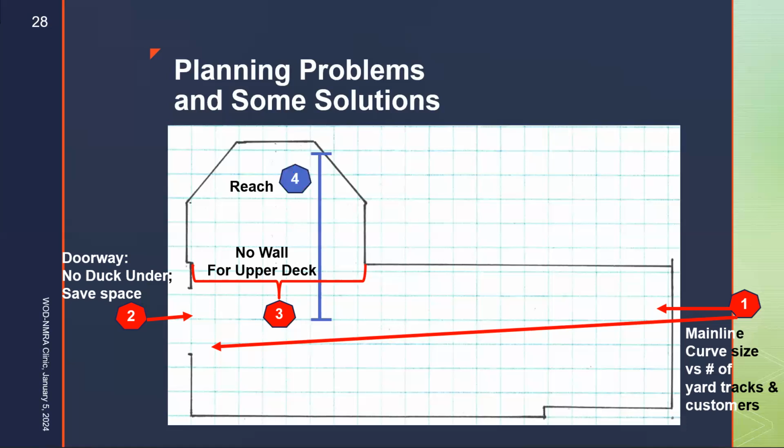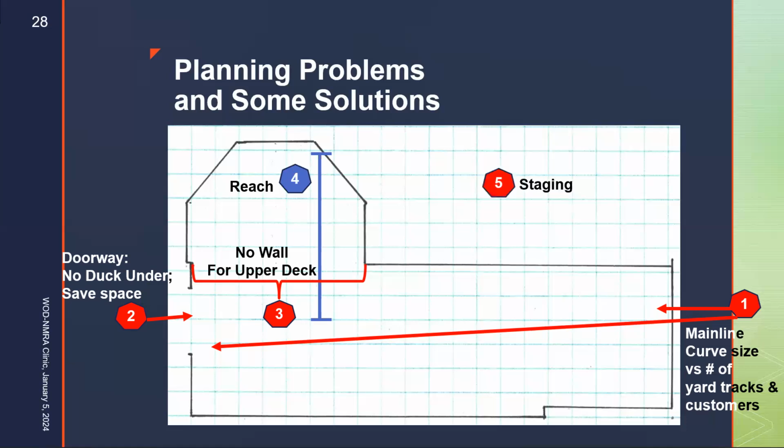I have a number of spots in the layout where reach is an issue, but this is the worst of all. Partly it's a result of my own over ambition, but nevertheless, having started to lay track into that area, how are people going to be able to reach back in there? It's 7 feet from the fascia back to this point.